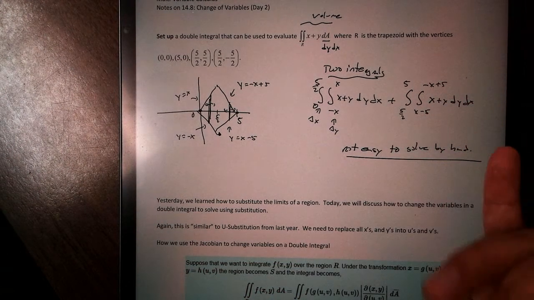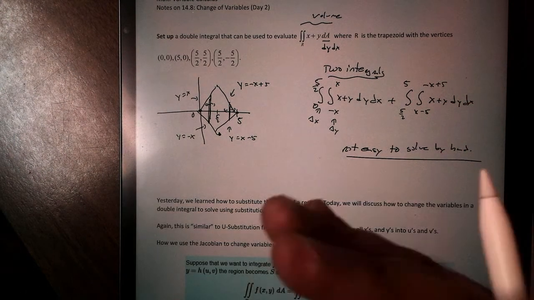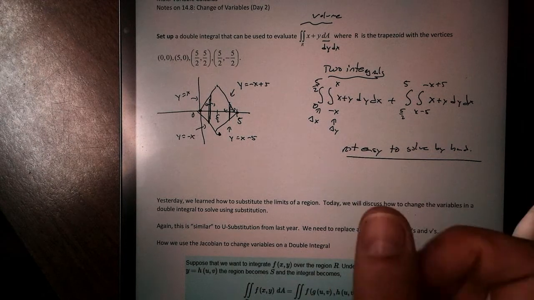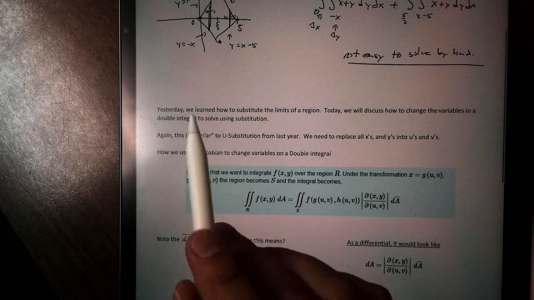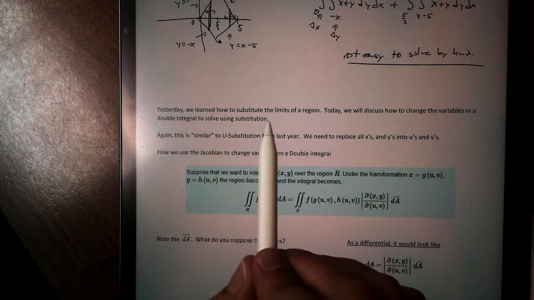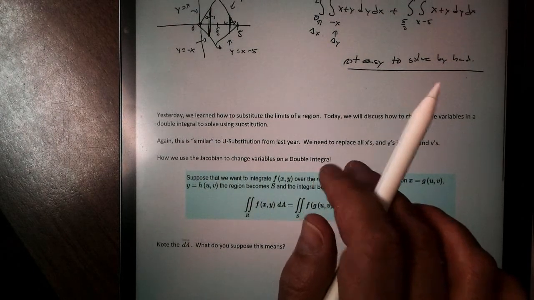So that's where we came up with the Jacobian. There has to be a way to write this in a way that makes it easier to solve by hand. And that's what we talked about yesterday, or in the other video, where we learned how to substitute the limits of a region.